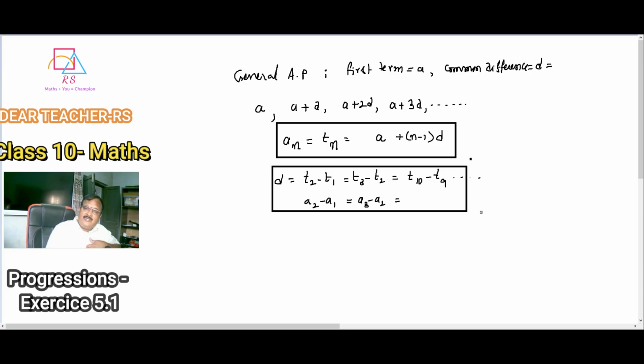Whether it is an AP or not depends only on D. Sometimes they will ask, is the following progression an AP? How do you identify whether the progression is an AP or not? You have to find D. You find the difference of the consecutive terms, T2 minus T1, T3 minus T2. If the difference is the same, then we identify the progression as an arithmetic progression. Let us go into the exercise.